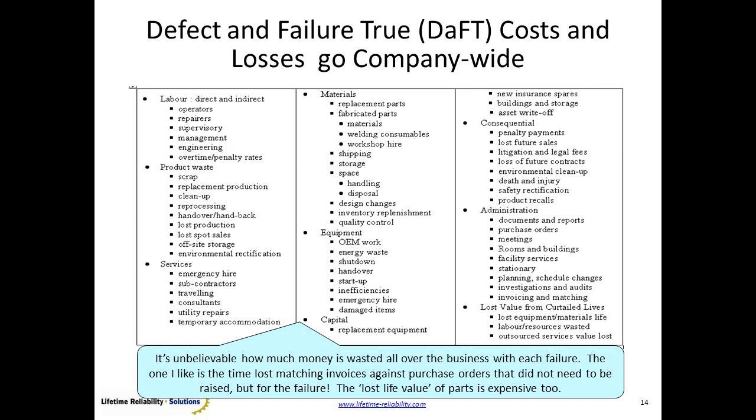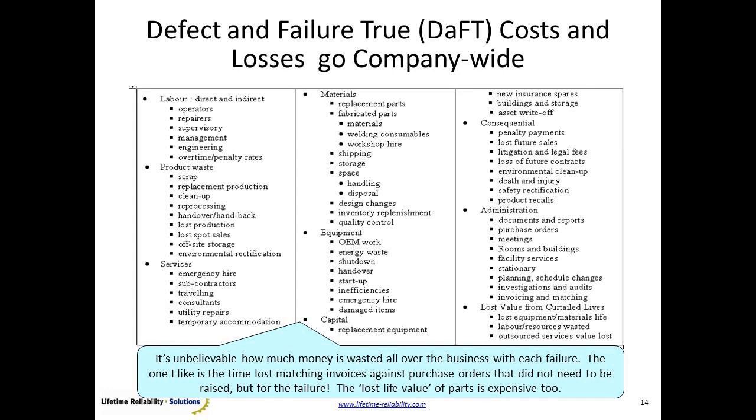Some guys don't like it because daft implies that we're not managing properly. Yes, we're not managing properly, but you call it what you want to call it. The whole point is it's all the costs the company will lose that we want to know when we start measuring the risk to the business.